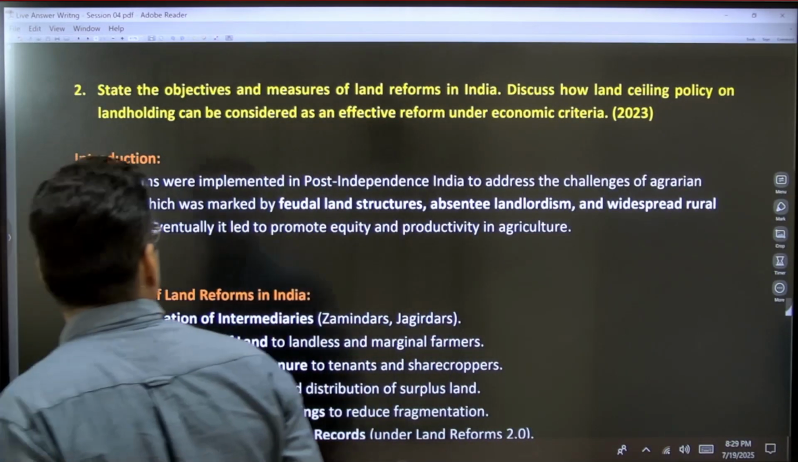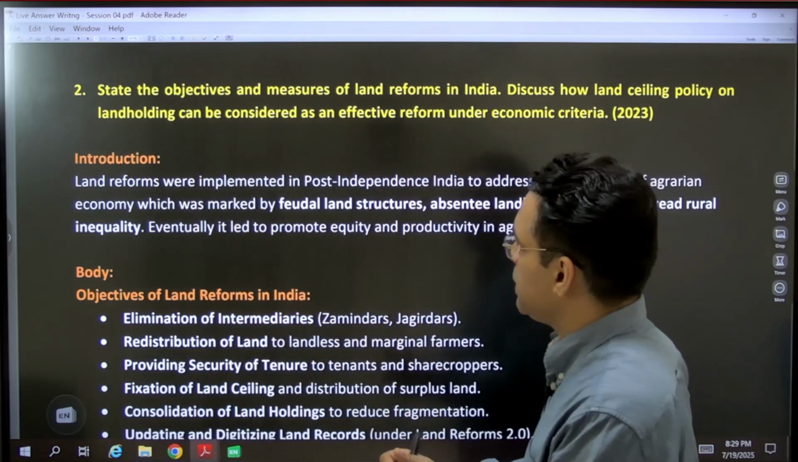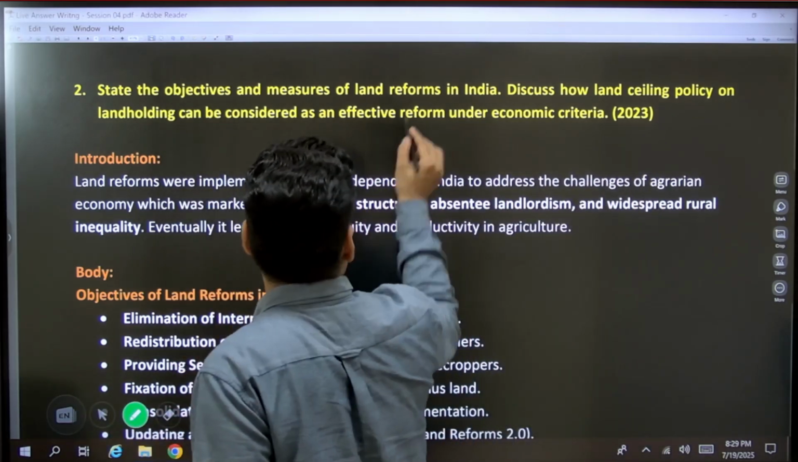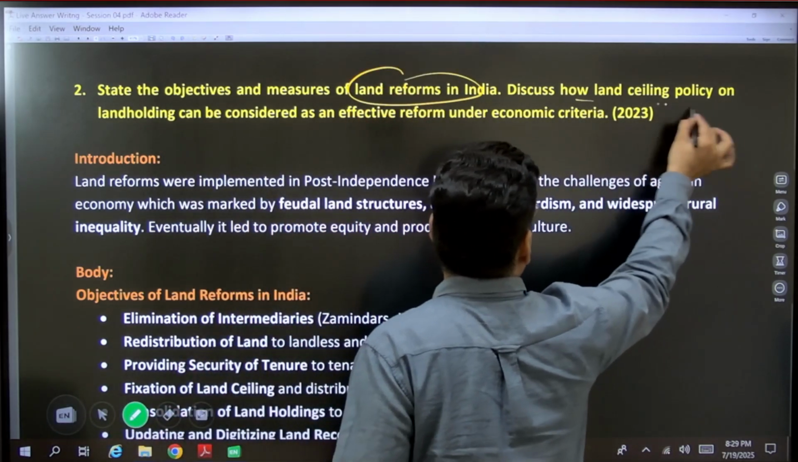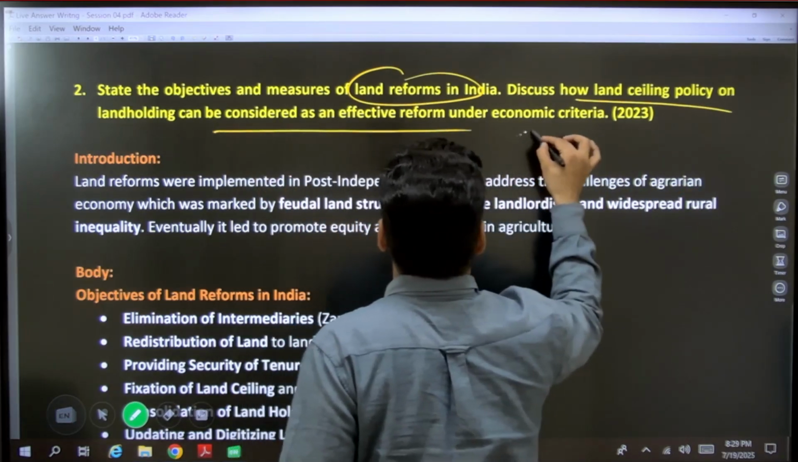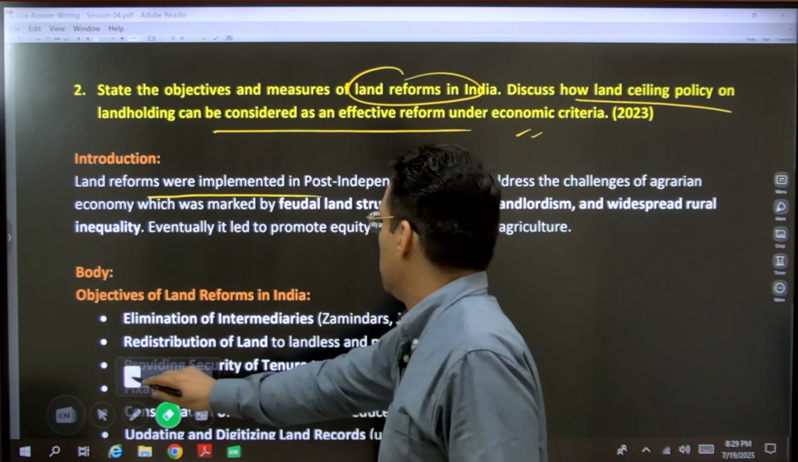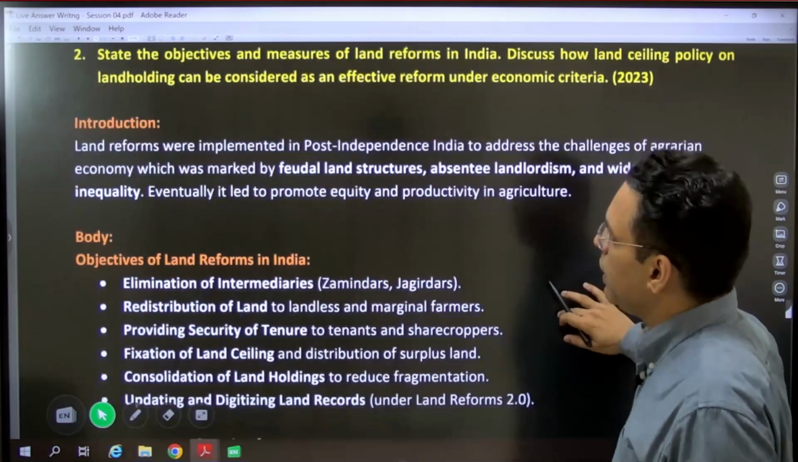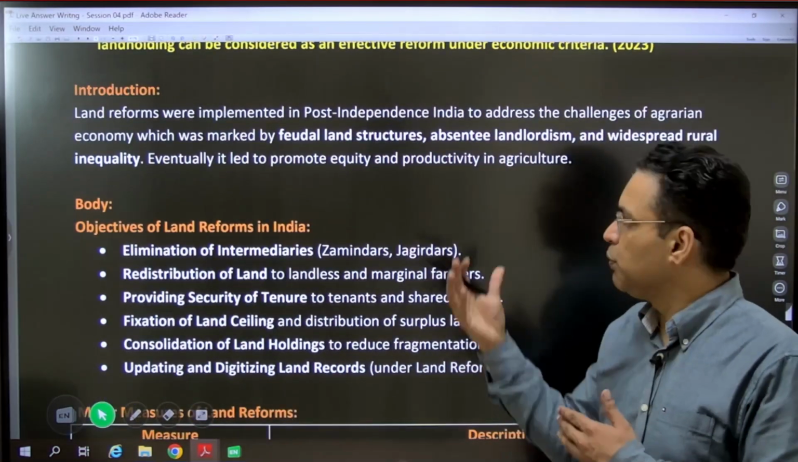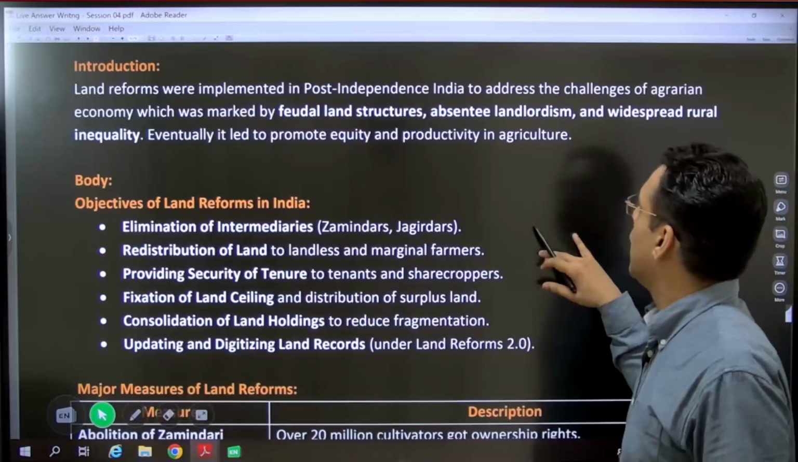Now coming to land reform. अभी land reform, what are the objectives of land reform? Land reform in India, how land ceiling policy can be considered as an effective reform. So land reform was implemented in the post-independence era to address the challenges of agrarian economy, and mainly because India में feudal land structure था and absentee landlordism था.